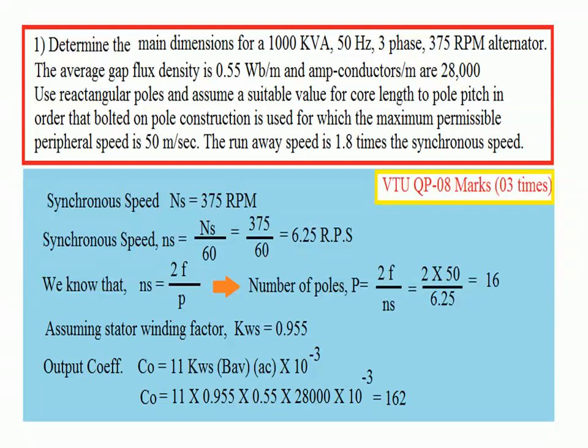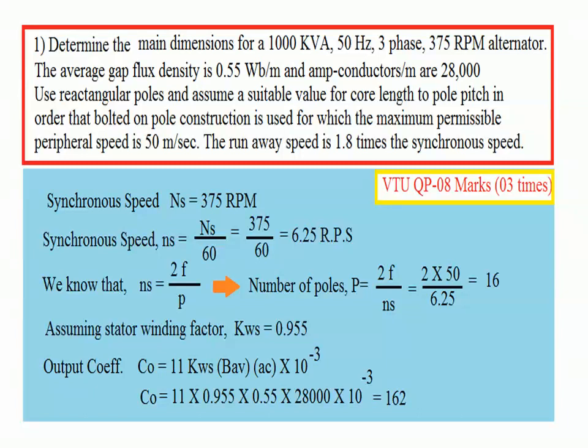Now, this is the case of a synchronous generator. Q is the rating of the given problem. The kVA rating is given, and that itself is the Q value. It is not required to calculate input kVA as we have seen in the induction motor. Q is the given value, the output rating. Then the speed of the machine is given, 375 RPM, that itself is the synchronous speed.